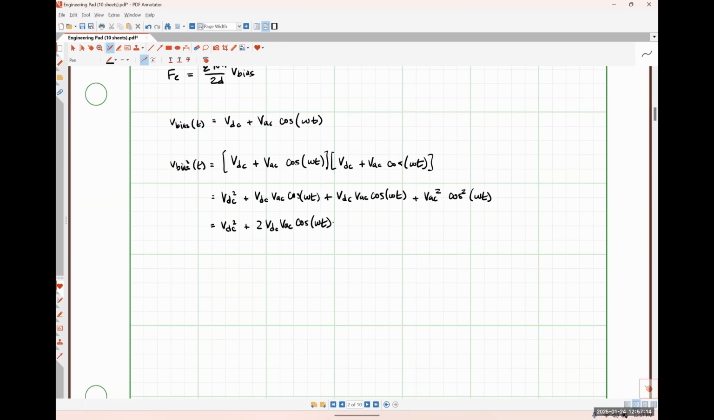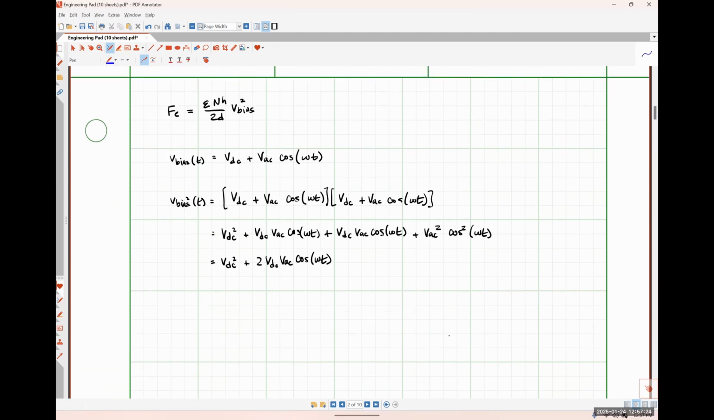Now I'm going to use a trig identity to break up that cosine squared into something a little bit better. I'm going to put that trig identity over here to the right. For those of you that have had me in circuits classes, you've seen this before for better or worse. Essentially, cosine of angle 1 multiplied by cosine of angle 2 is the same as 1/2 cosine of angle 1 minus angle 2 plus 1/2 cosine of angle 1 plus angle 2. And in this case, angle 1 and angle 2 are both just omega t.